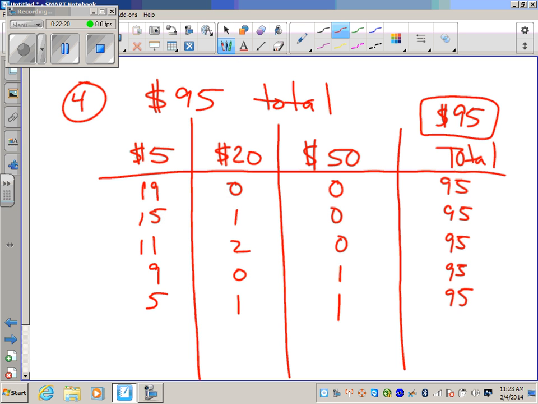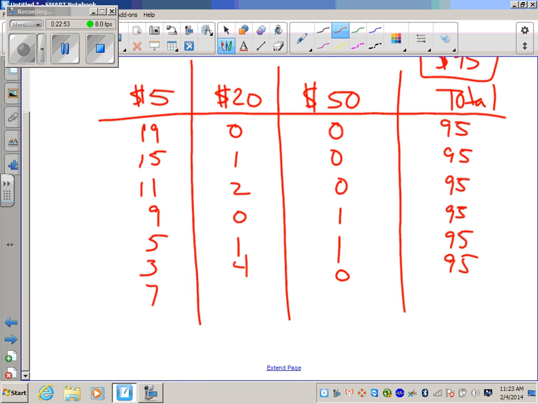Let's go to 3. 3 is 15. I need 80. Can I get to 80 from what I have? No. How many 20s are going to give me 80? Seven what? 7, did we miss 7? 7 gives me 35. And then we need the 3 20s. Okay, good. We found those. Perfect.